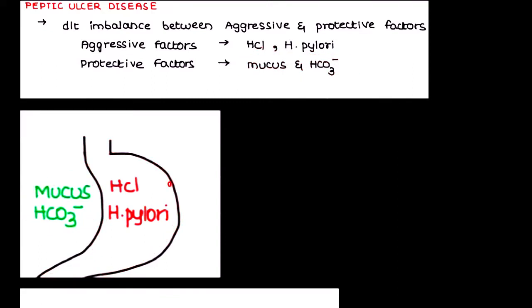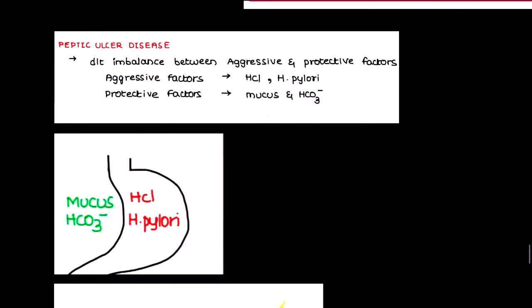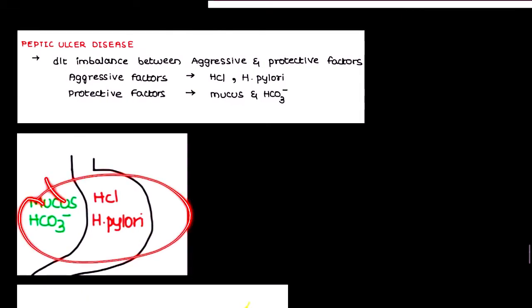Now, if there is excessive production of HCl, or if there is excessive H pylori infestation, then there will be the condition of peptic ulcer. Or we can say that if there is less production of mucus or less production of HCO3, then also there will be the condition called peptic ulcer disease. So this is the main factor for our peptic ulcer disease.